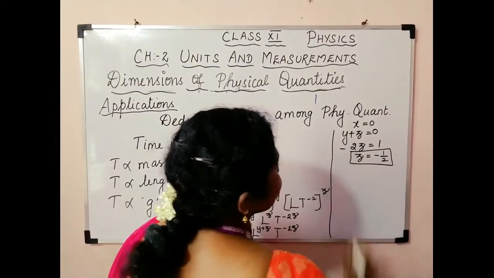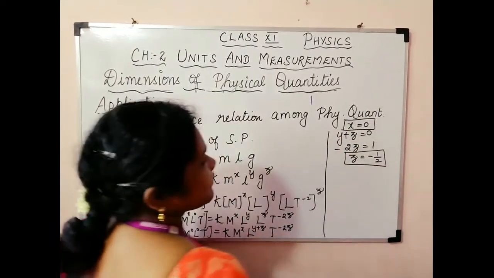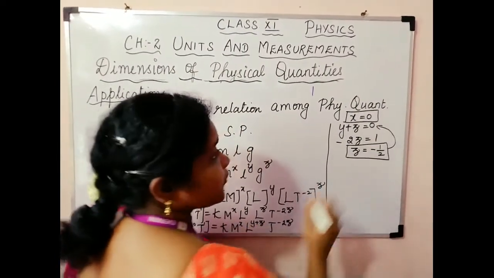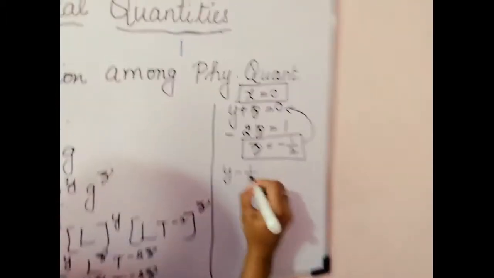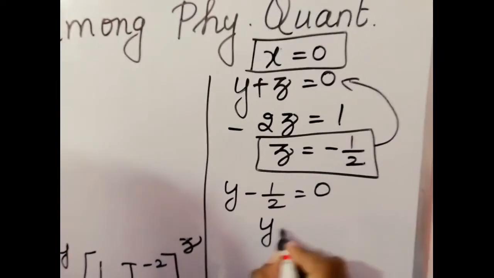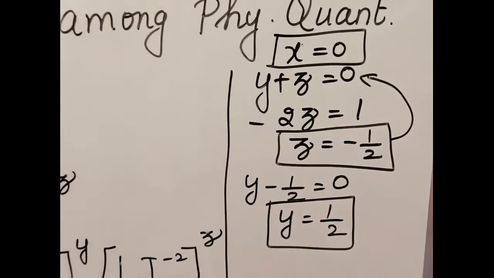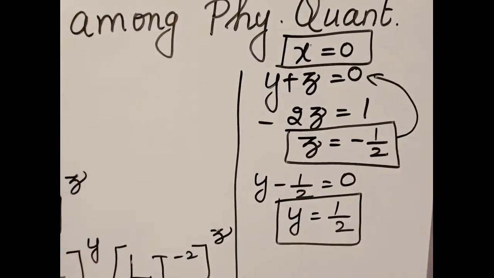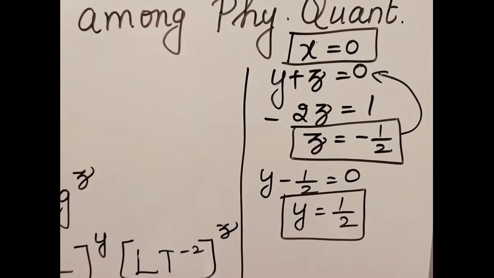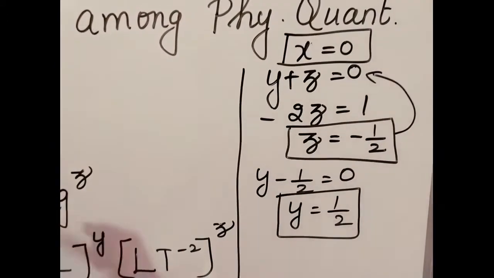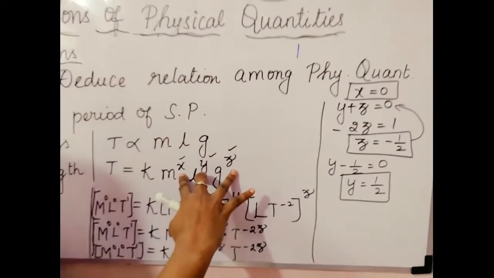Z we have found out. Then x is already 0. Then we will substitute here to find out y. So y minus 1 by 2 is equal to 0, y is equal to plus 1 by 2. So we have found out the dimensions. I told you what dimensions are: the powers are called dimensions. So now we have found out the powers x, y, z.